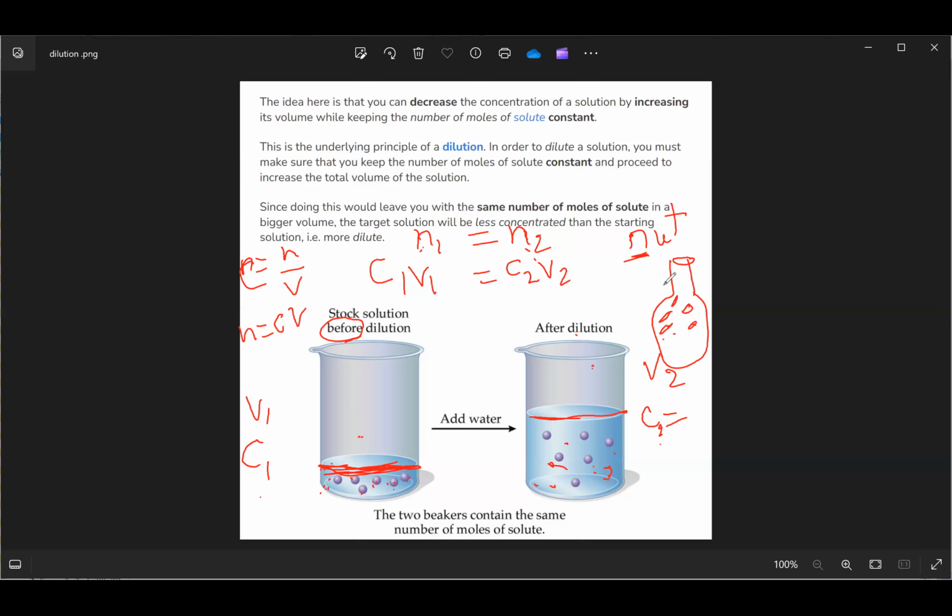So when you put some of this syrup here, it will be concentrated. You have to dilute it. The number that you get will stay the same, the number of moles, or the number of nuts.